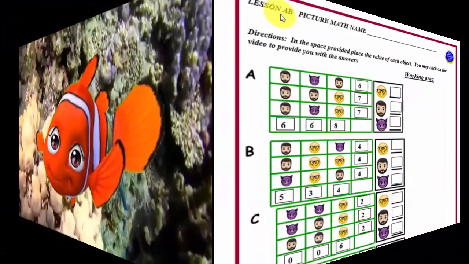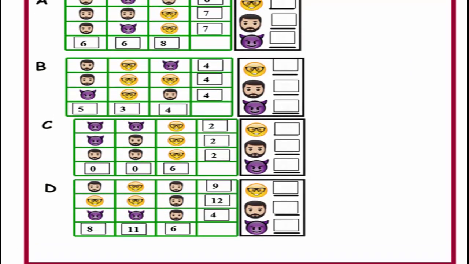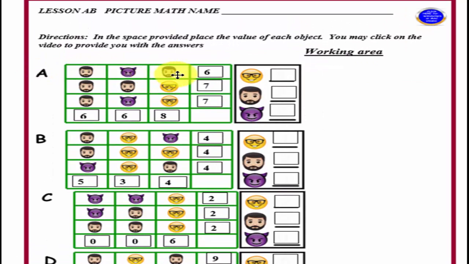Welcome to Lesson AB, Picture Math. You'll notice that we have provided for you problems A, B, C, and D. Each one has a picture, and these pictures should add up across to 6 and down to a particular number: 8, 6, and 6. However, what you must do is determine the value of each picture or emoji and place the total here.